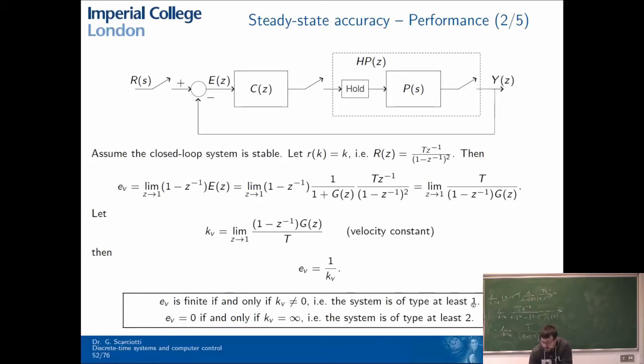What happens if the system is of type 0? Well, if the system is of type 0, g of z does not have any pole in 1, and when we compute this limit, since there is this 0 in 1 over here, kv is equal to 0. So we have 1 over 0, the error becomes infinity. So let's look at this case at the board.